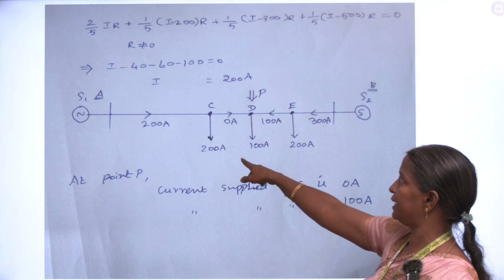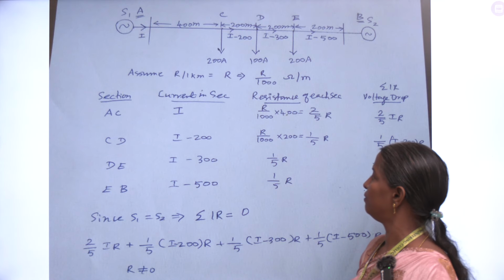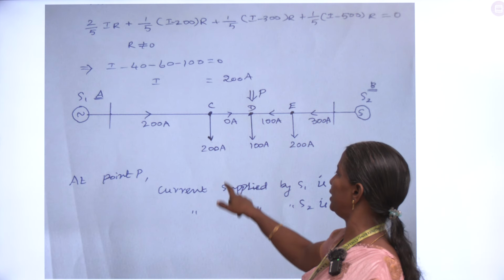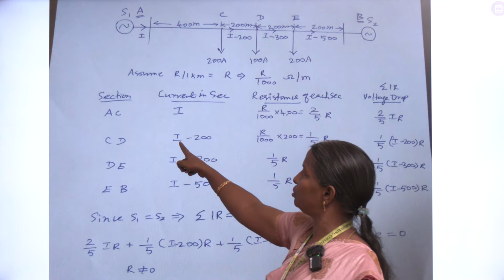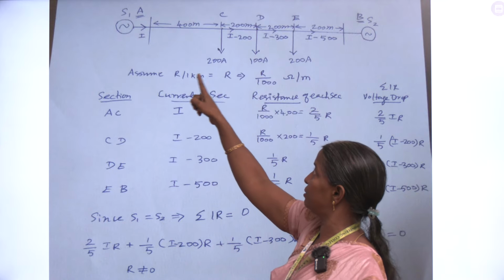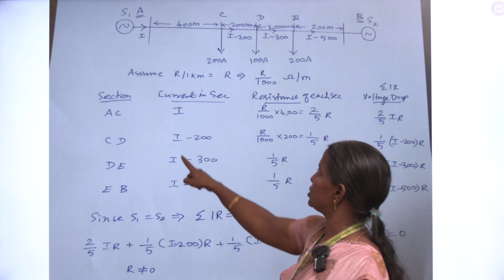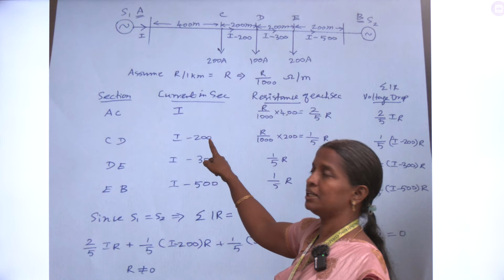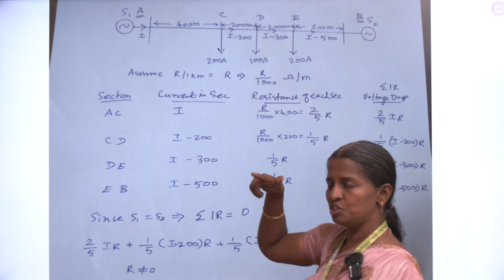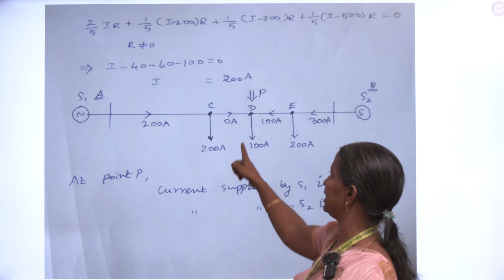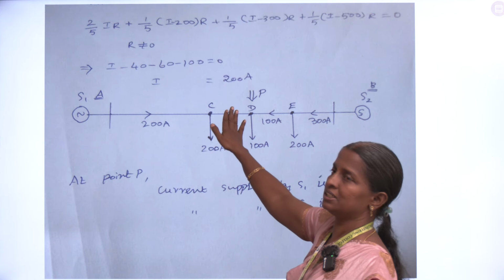Now note down the current in the same tabular column. What is the current value I got? 200. Substitute the I value here. First one is 200. From A to C the current value is 200. Next from C to D, what is the current? I minus 200, 200 minus 200, 0. So in the section CD there is no flow of current.